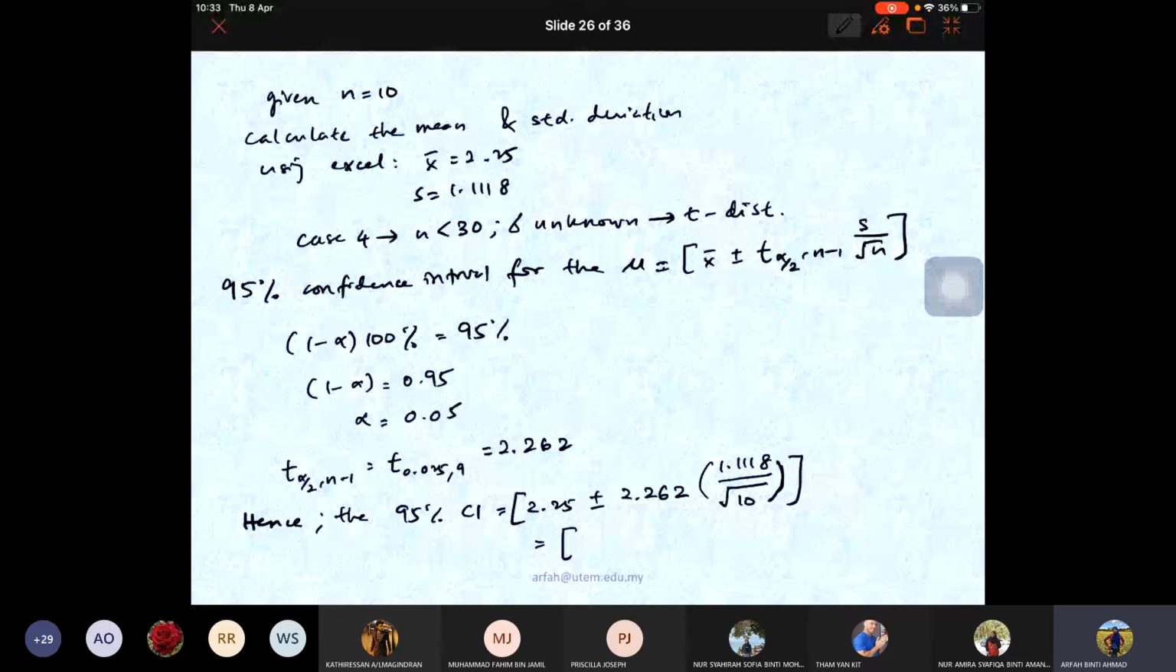Are you going to get the same answer with the one written in the slide or not? Okay, do the calculation. Dapat sama? Sama. Okay. 1.4547 dan juga 3.0453. So yang nak salin, saya bagi masa kejap salin.